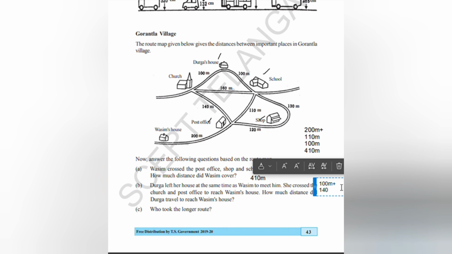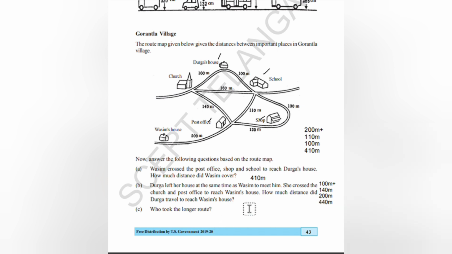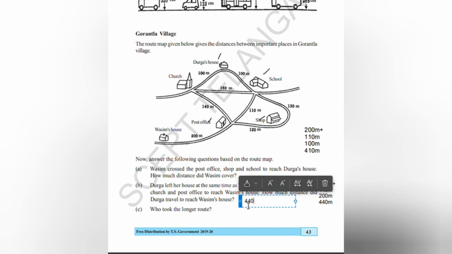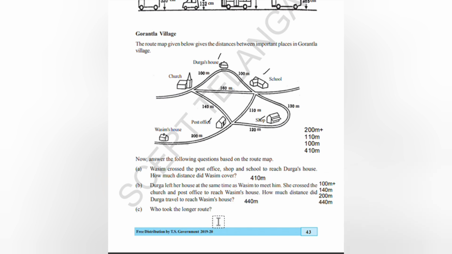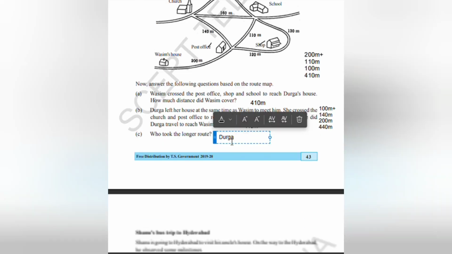To reach Wasim's house, again we have to add. The final answer is 440 meter. So we write here 440 meter. Who took the longer route? Durga, isn't it? Durga took the longer route.